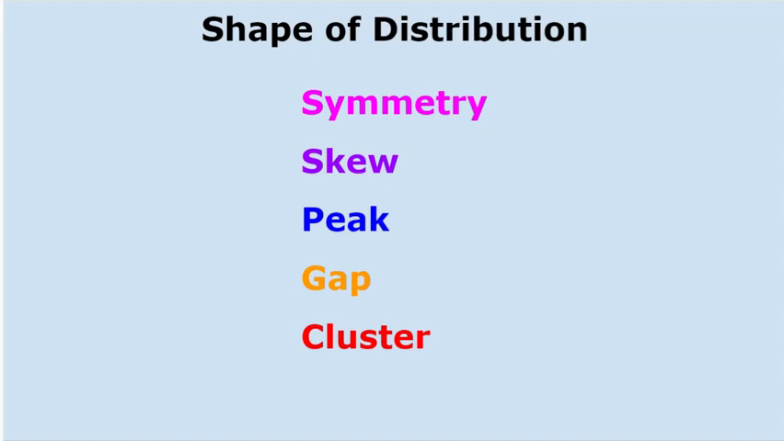Do you see peaks when looking at dot plots and histograms or bar graphs? You can see peaks by simply looking at the tallest bar, the tallest stack of dots. Do you see gaps in that graph? Do you see portions of the graph where there isn't any data? Or in fact, do you see clusters where data appears to be grouped very closely together? Symmetry, skew, peak, gap, and cluster are ways that we describe the shape of distribution on a graph.